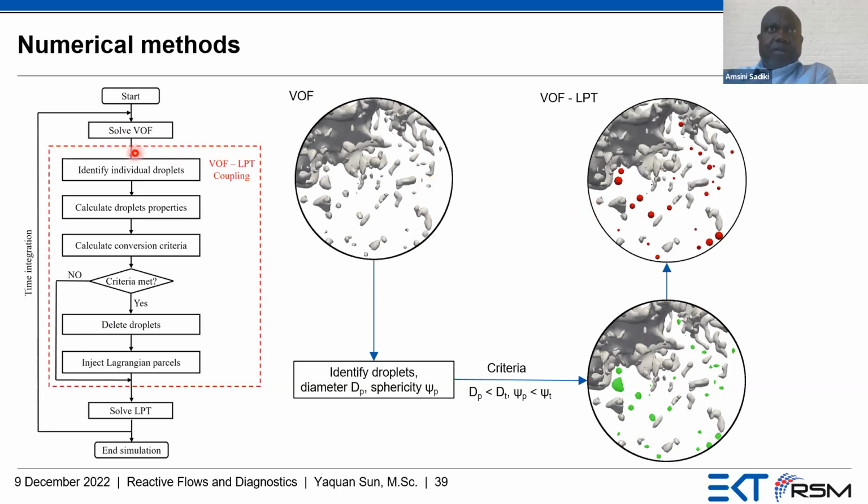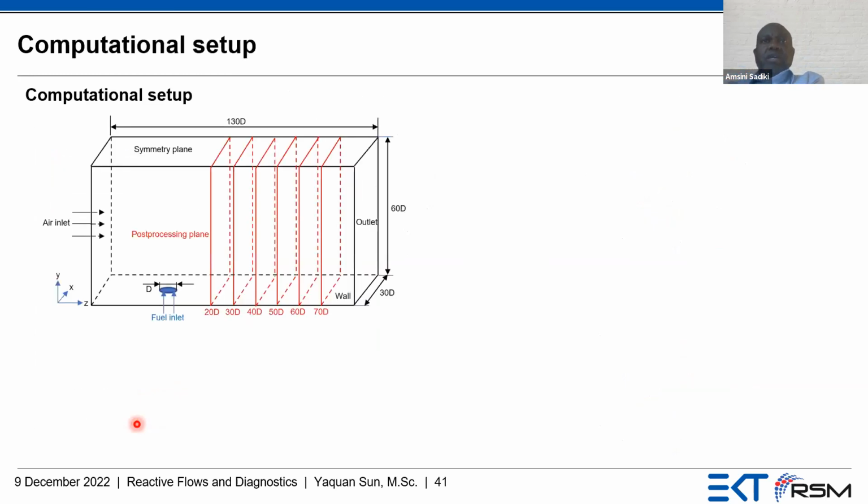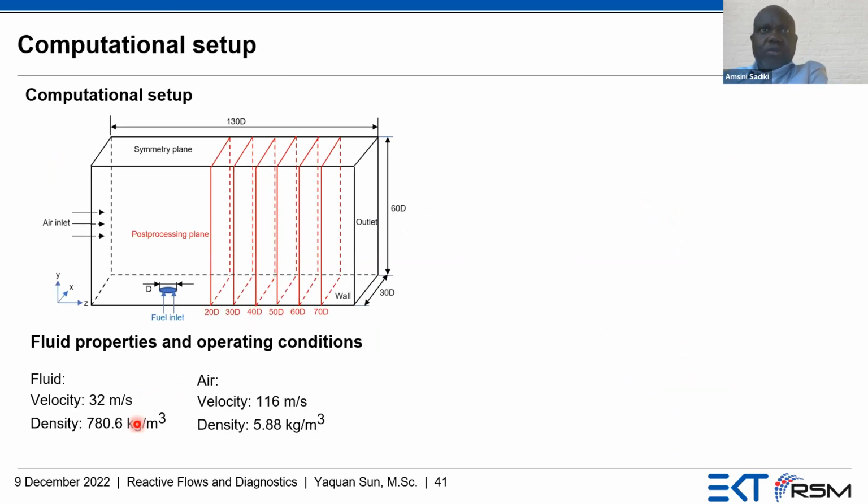Everything is put together in this scheme. We have the identification of droplets. We calculate the droplet properties, and we apply the conversion criteria. If these criteria are met, then we say we have droplets, we delete them from the VOF, and we eject them as Lagrangian particles, and then we solve our LPT, Lagrangian particle tracking, to the end. Here we consider this jet in crossflow.